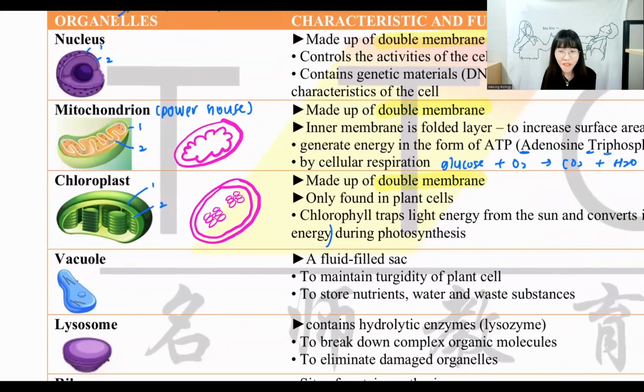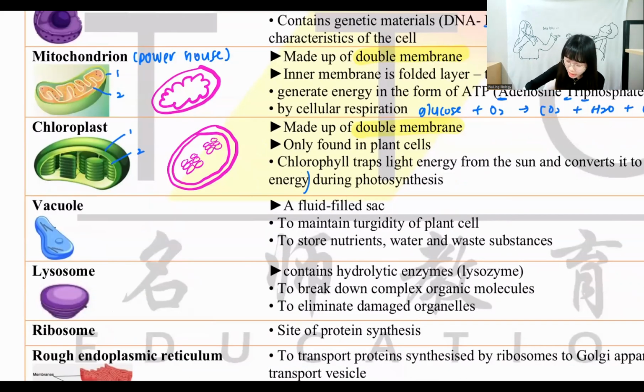Okay, next we have vacuole. Vacuole, it has fluid inside. So the fluid inside is known as cell sap. What does cell sap contain? Cell sap contains nutrients, water, waste substances. We call this cell sap. It's not just nutrients, water, waste substances. We also have glucose, amino acid. We also have mineral inside. It's called cell sap. They are able to maintain turgidity.